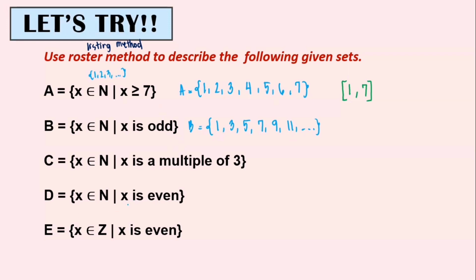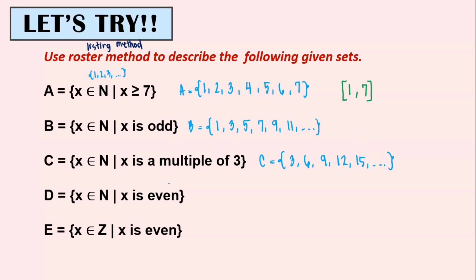Okay? Next, letter C. Sabi dito, x is the element of our natural number such that x is a multiple of 3. So in this case, multiple of 3 naman daw tayo. So set C natin ay multiple of 3, natural. Siyempre, hindi na tayo mag-start sa 1. So start na tayo kay 3. Okay, 6, 9, 12, 15, etc. Okay?